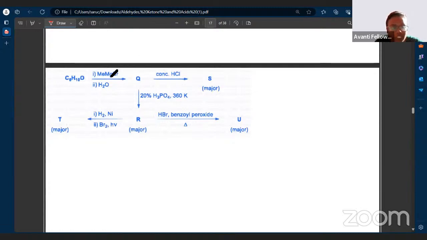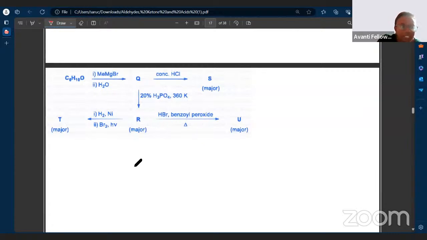C6H10O. On reaction with Grignard reagent, hydrolysis will give Q. Q on concentrated HCl will give S, which is your major product. And Q on reaction with 20% H3PO4 will give R as the major product. R again on hydrogenation with nickel, and bromine in HBr with benzoyl peroxide, will give you the major product. Okay. So we are going to solve it.